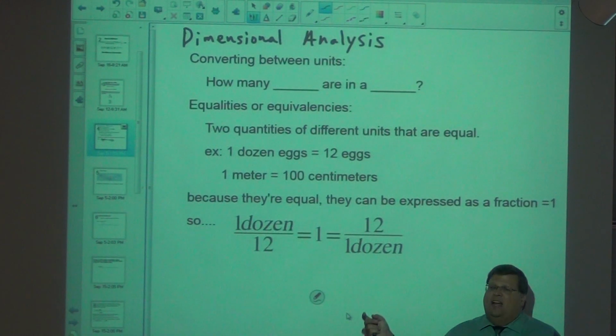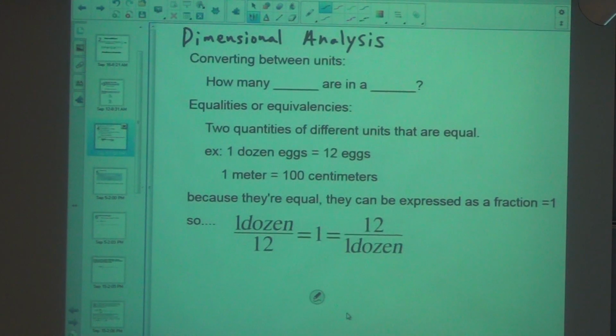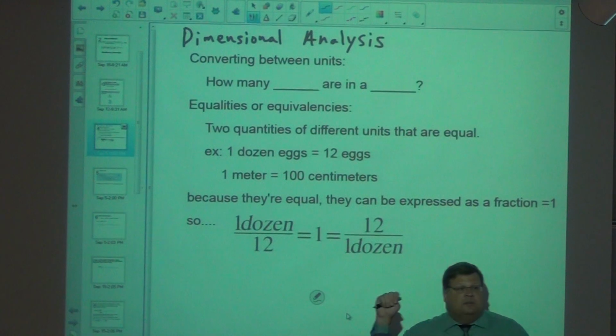And when you multiply anything by 1, do you change its value? No, you don't change its value. So we're going to use these mathematically in some of our problems.